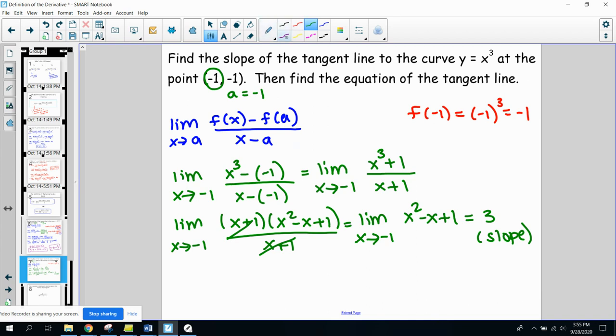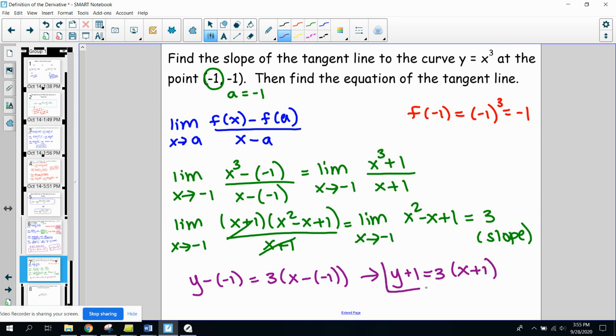But we want to find the equation. So once again, I'll use point slope form. So I'm going to do y minus the y value, so that's -1, equals the slope, which is 3, and then x minus the x value, which is -1. So just to clean it up, I'll put a little arrow here. We get y plus 1 equals 3 times x plus 1. So again, we don't have to do anything with that. We can leave it. If you wanted to solve it, we would get y equals 3x plus 2. Both are correct, whichever way you would like to write it.